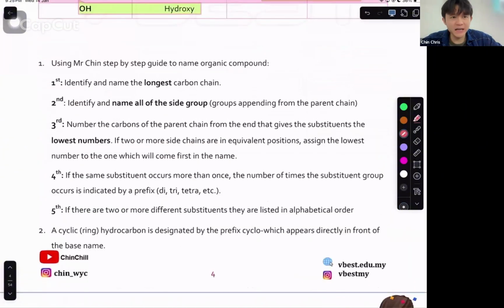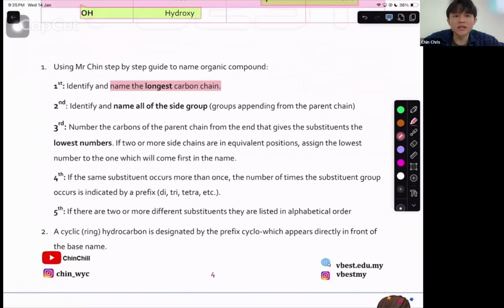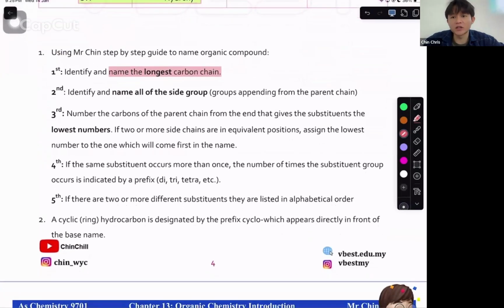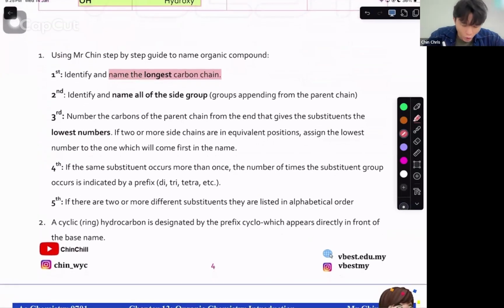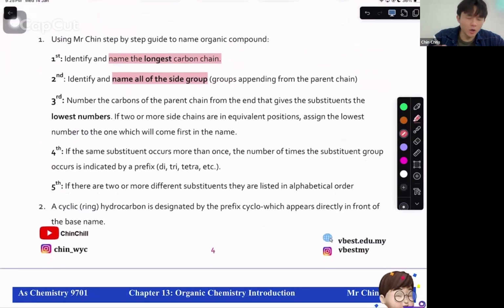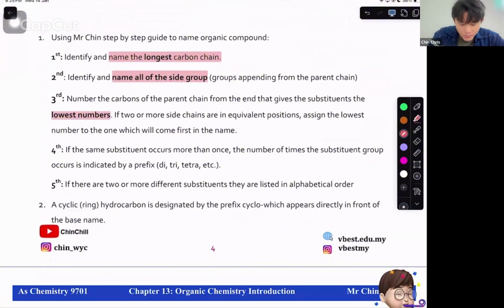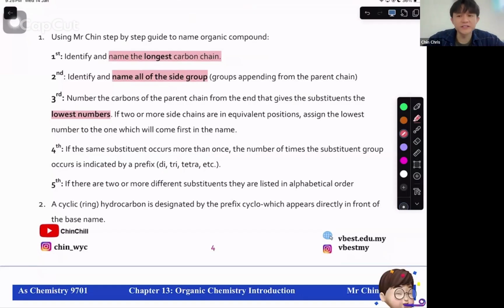So using my step-by-step guide, first please identify the longest carbon chain and name all the side groups. Always use the lowest number possible to name the side group. That's it. Then after that, page 5. I'll teach you guys the rest later.